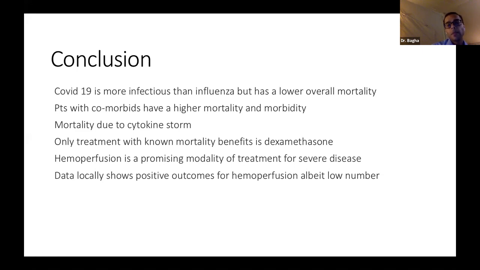The only known treatment with mortality benefits is the steroid dexamethasone. Hemoperfusion is a promising modality of treatment for severe disease, but we need to get more studies done. And the data locally, in my own experience, shows a positive outcome for hemoperfusion, albeit with the lower numbers that I have had. Thank you.